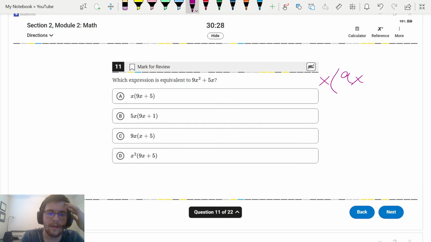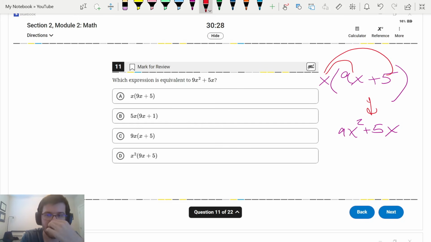And then what times x gives me 5x? So the answer is 5. 5 times x is 5x. And you could expand it to check 9x squared plus 5x. Yep, we get what we started with. You see if you multiply it, that guy times that guy, and then that guy times that guy, we get 9x squared plus 5x. So it's x times 9x plus 5, which is a.